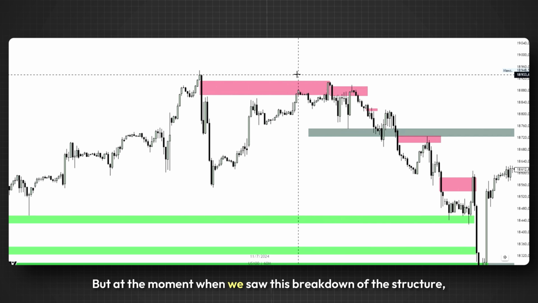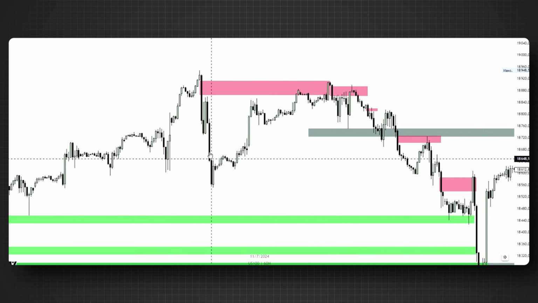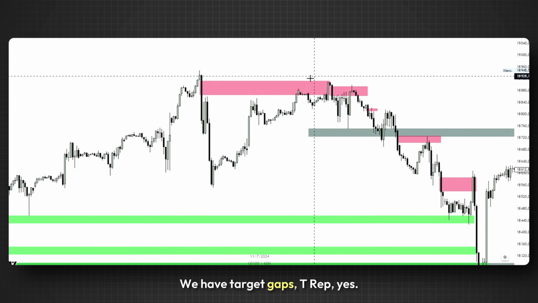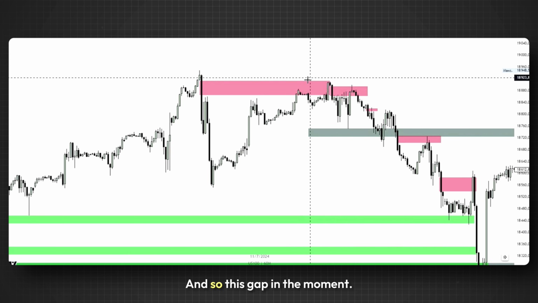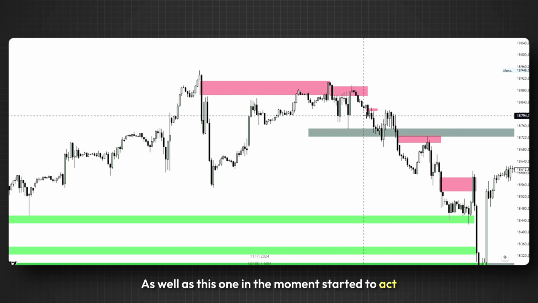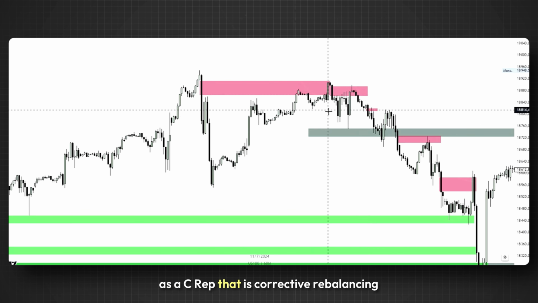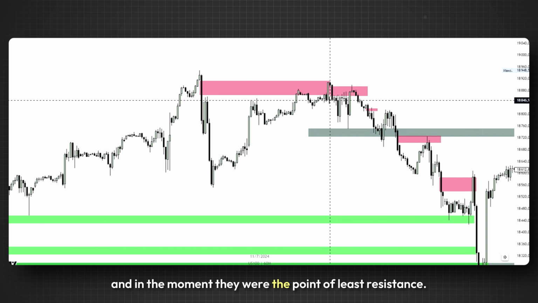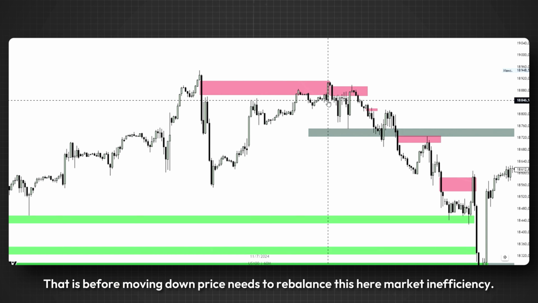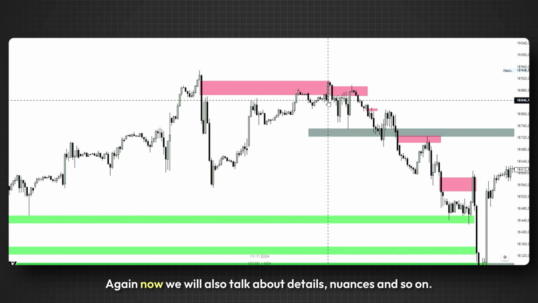But at the moment when we saw this breakdown of the structure, we realized that we have a strategic matrix down there. We have target gaps, T-rep. And so this gap, as well as this one, started to act as a C-rep, that is, corrective rebalancing. And at the moment, they were the point of least resistance. That is, before moving down, price needs to rebalance this market inefficiency. Again, we will also talk about details and nuances.